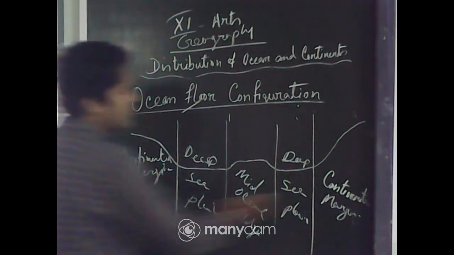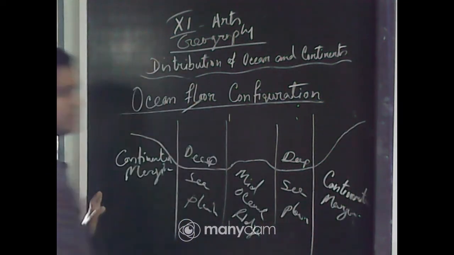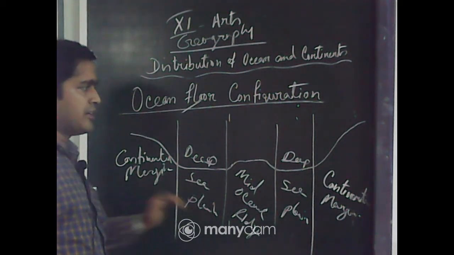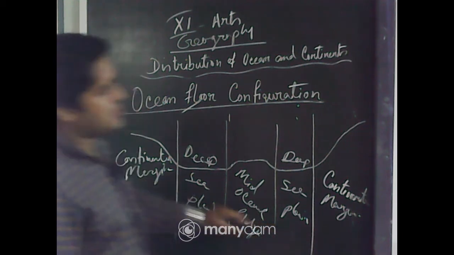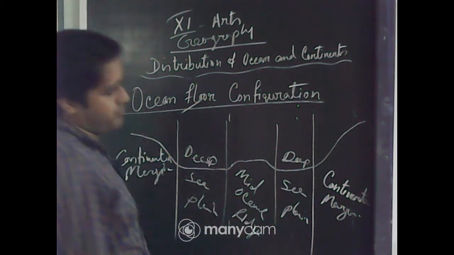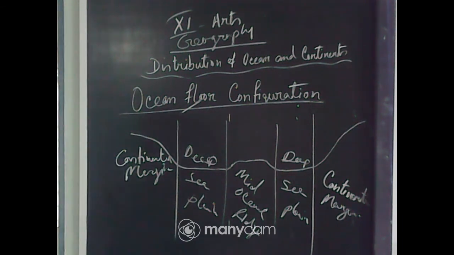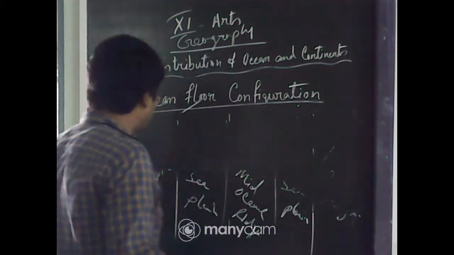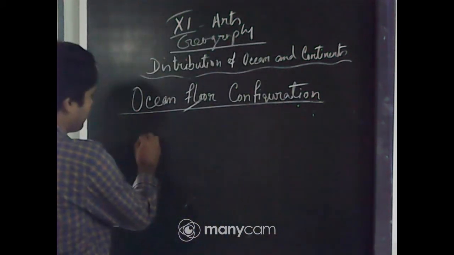This total picture is underwater, under the ocean water. First one continental margin, deep sea plain, then mid-oceanic ridge. It is the underwater configuration, the ocean floor. And in your book, you have this picture only one side, like that way.